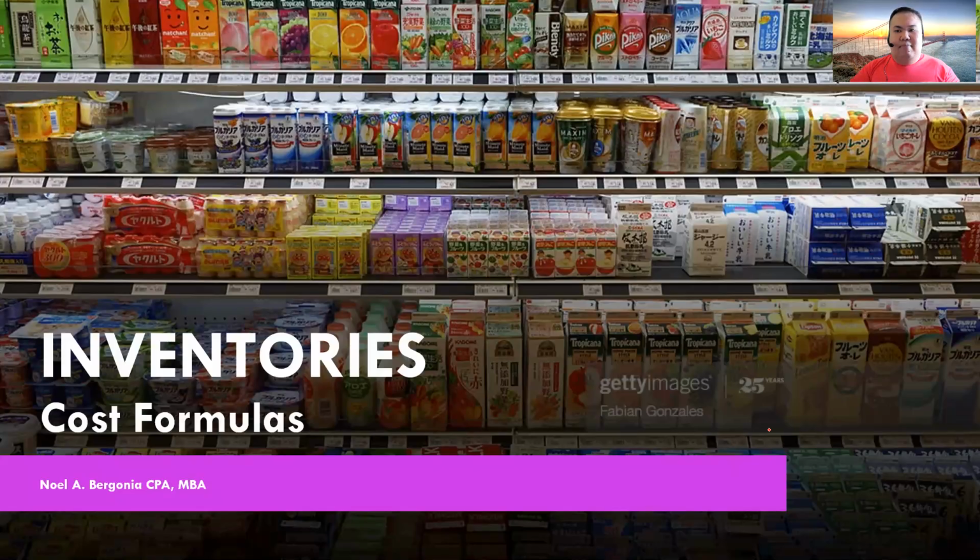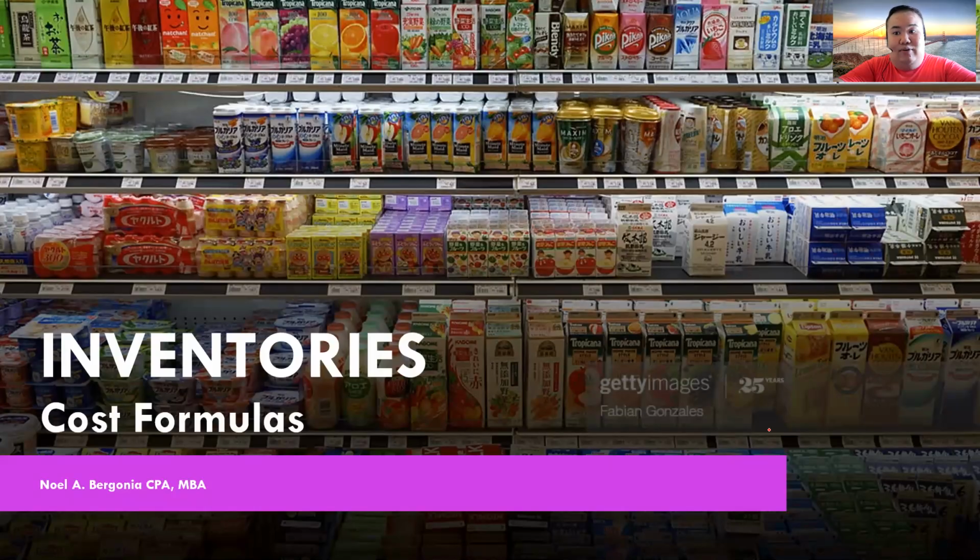So a primary issue in accounting for inventories is the determination of the amount to be recognized as part of the asset or even the amount to be recognized as expense in our income statement. So in our standard for inventories under IAS number 2, it prescribes that we need to report our inventories at lower of cost and net realizable value.